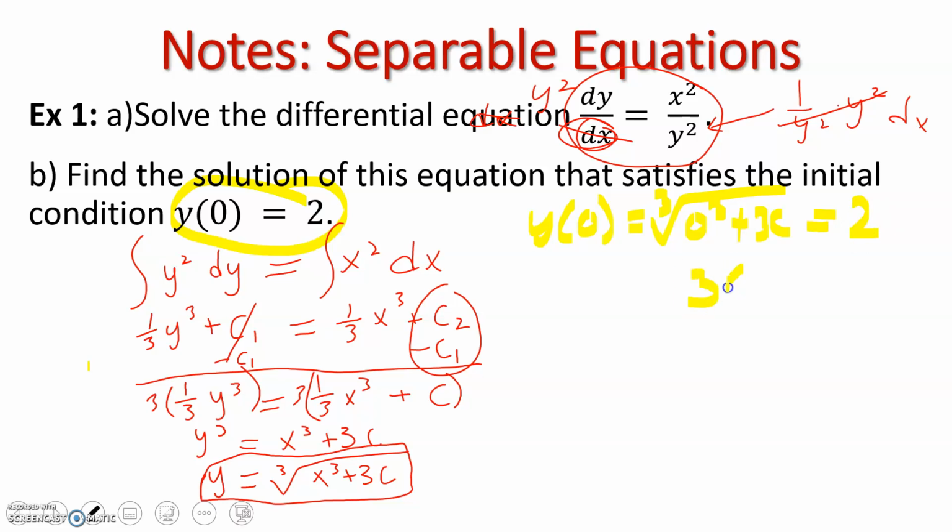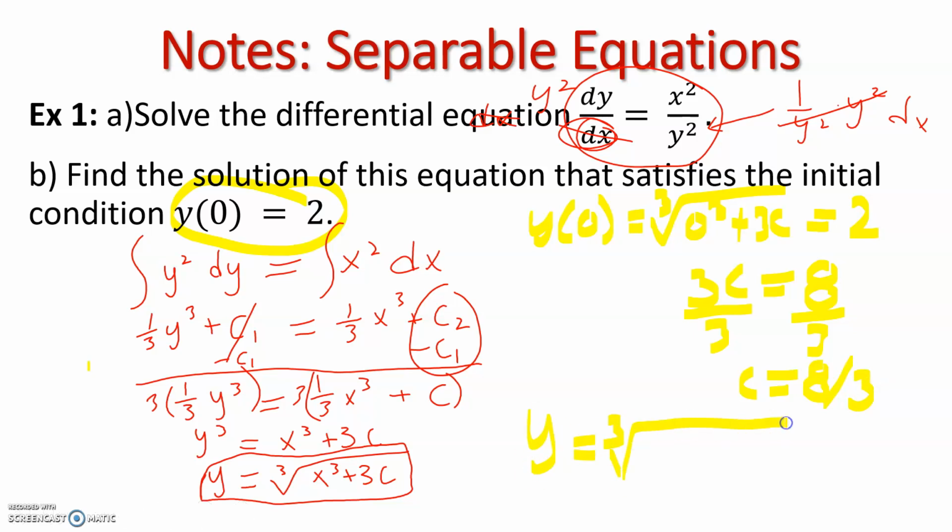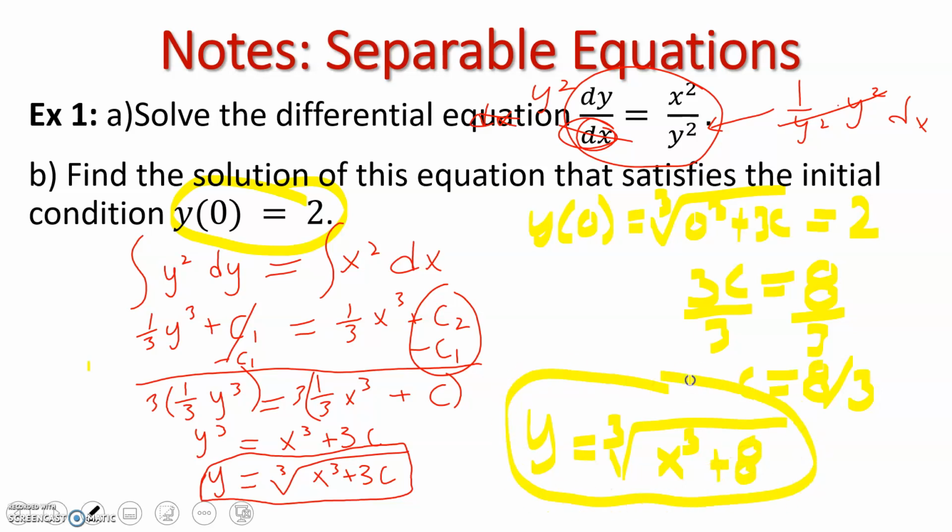So we will get 0 plus 3c, which is 3c, is equal to 2 cubed, which is 8. And then we will divide both sides of the equation by 3. So we get that c is 8/3. Now, when we substitute this back in, we get y is the cube root of x cubed plus 3 times 8/3, which is just plus 8. And this will be our solution for part B.